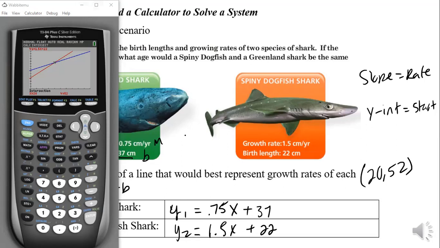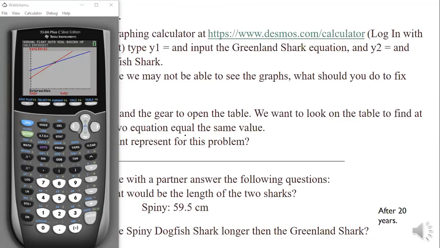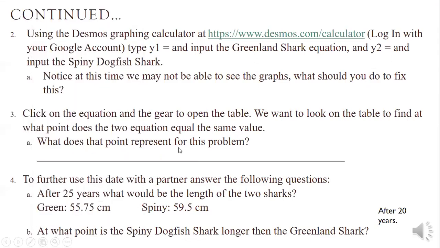I'm going to go to the next page so you can see where that's written. Or we can write it. It says, what does the point represent? So we noticed, where did they intersect? At 20 and 52. I'm supposed to point out to you that you also can use Desmos to graph this. You can do the same thing on handy dandy Desmos.